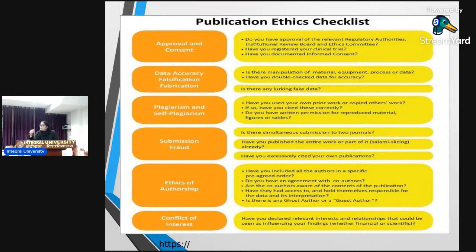Simultaneous submission and salami slicing. Salami slicing means that you have sliced your research into multiple small studies, right? And at the end of these multiple small studies, you are still getting the same finding, right? So no matter if you had consolidated the entire study into one publication, or divided it into 10 publications, the finding was not going to change. So you just did it because you wanted to increase the number of papers that you're going to publish, right?